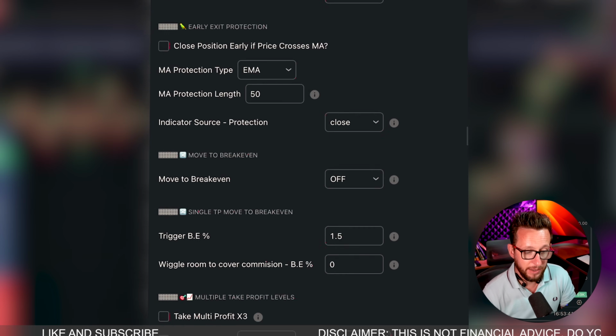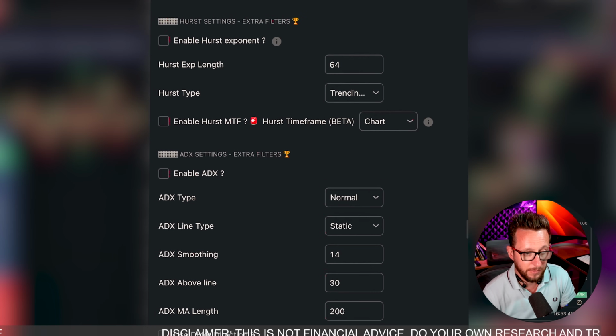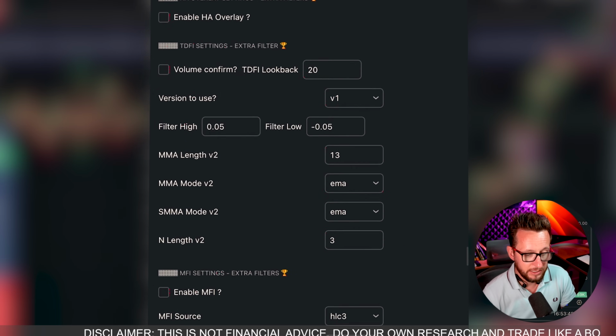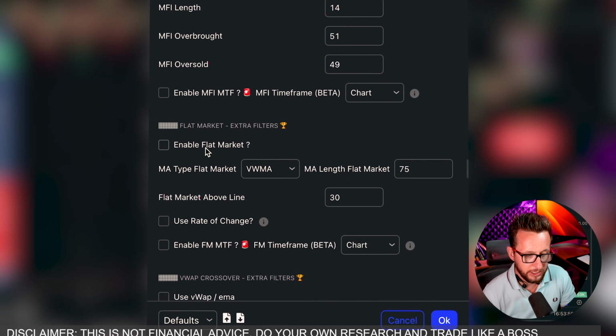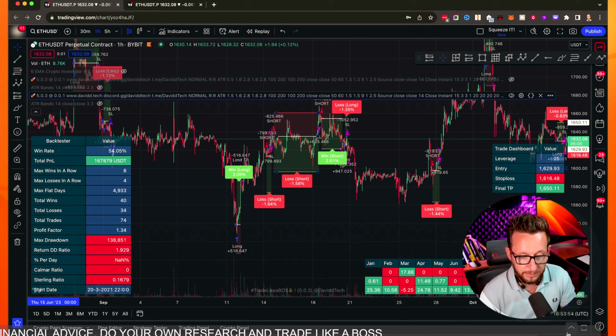And that was the flat market by David Tech indicator. If I go all the way down here and go to flat market indicator, which is another indicator that I made as well, which is this one here mixed in with the VWMA. That's the volume weighted moving average.